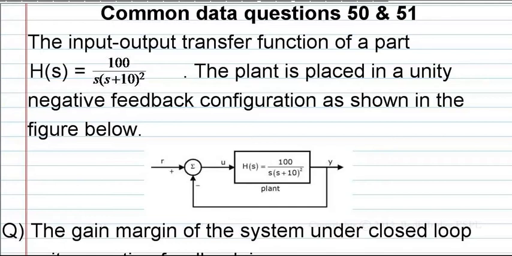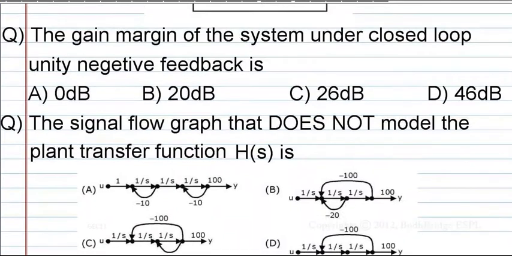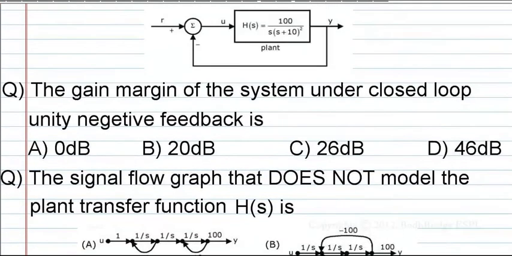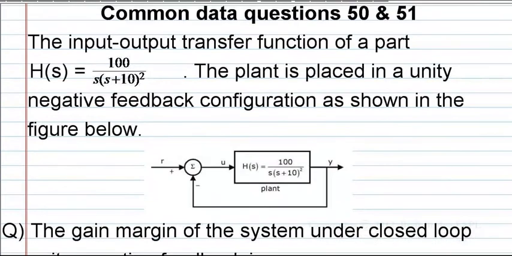The input-output transfer function of a plant H(s) is equal to 100 by s into (s plus 10) whole square. The plant is placed in a unity negative feedback configuration as shown in the figure below. The gain margin of the system under closed loop unity negative feedback is. The second question is, the signal flow graph that does not model the plant transfer function H(s) is.